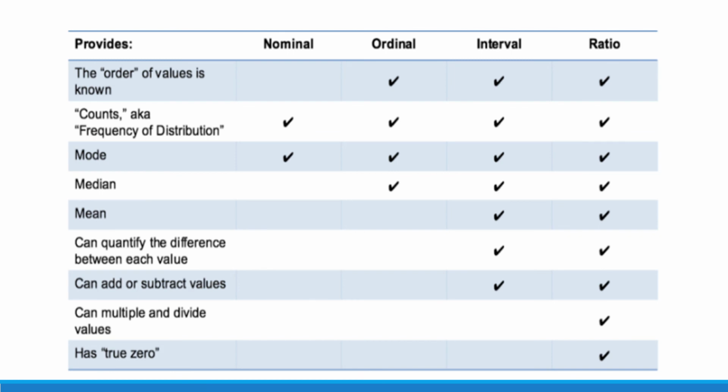In the third level of measurement, interval, all of the above applies, and additionally we can calculate the mean, the average of the values inside the data. Also, we can quantify the difference between each value. We can add or subtract values. In the last and the strongest level of measurement, ratio, we can do all of the above, and in addition to that, we can multiply and divide values, do any mathematical operation on ratio, and it has a meaningful, true zero.